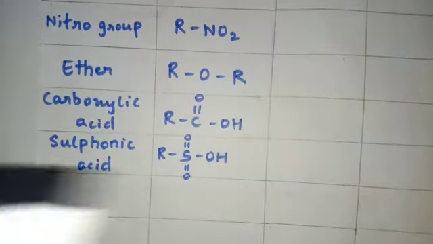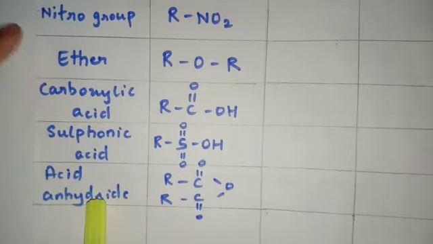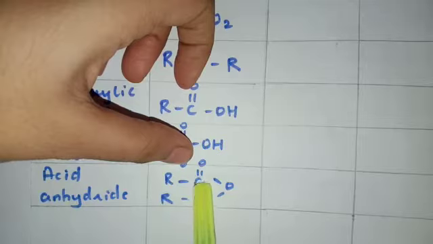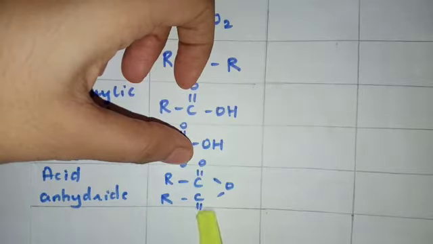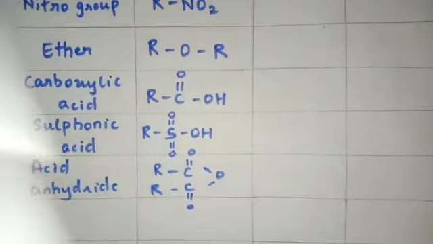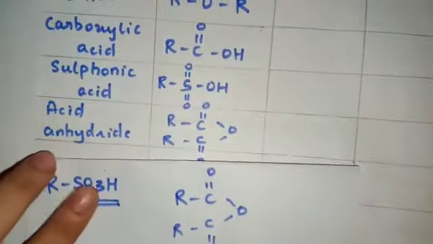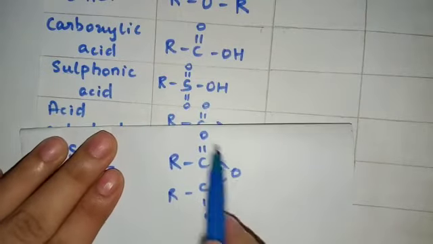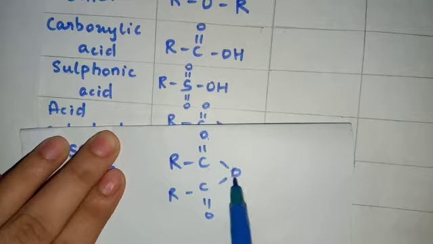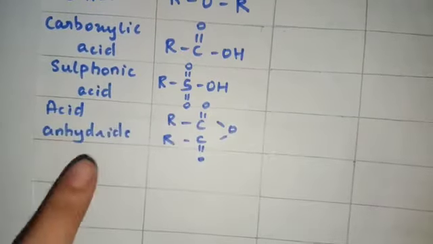The next functional group which we have is acid anhydride. See, this is the structure: R, C double bond O, oxygen, C double bond O, R. Please don't get confused. I have written it on a separate paper for you. So this is the functional group of acid anhydride: R, C double bond O, and there is an oxygen atom in between, and then again you have C double bond O and R.